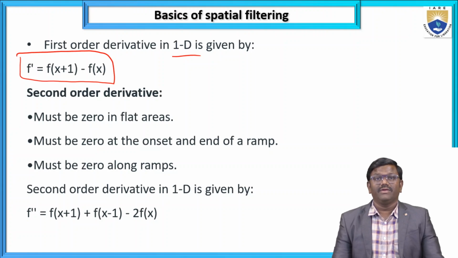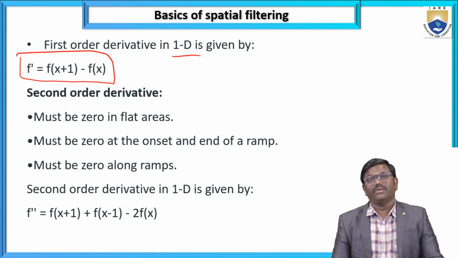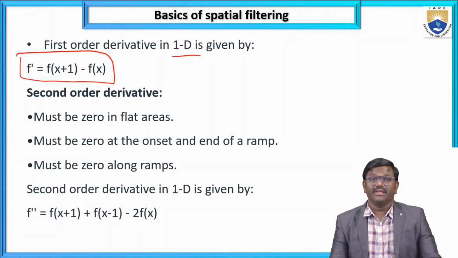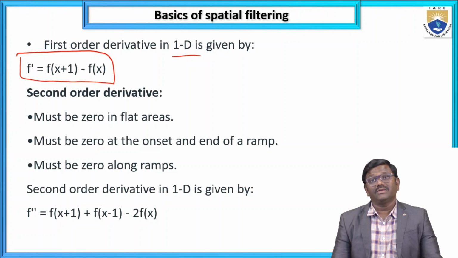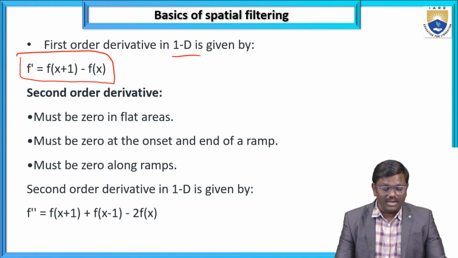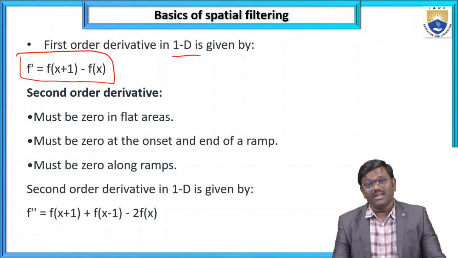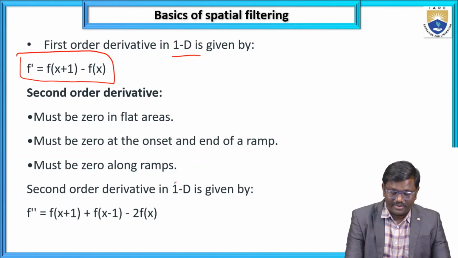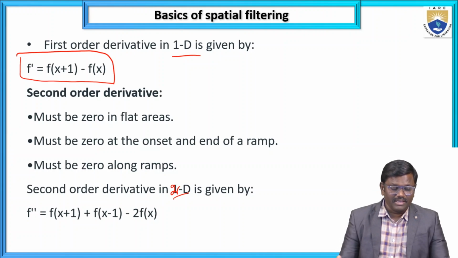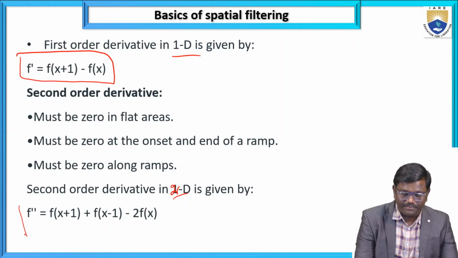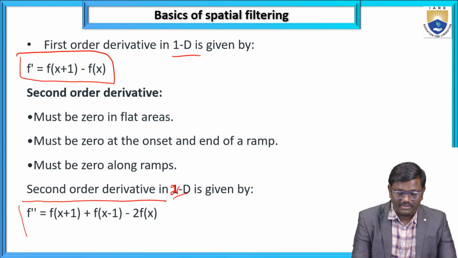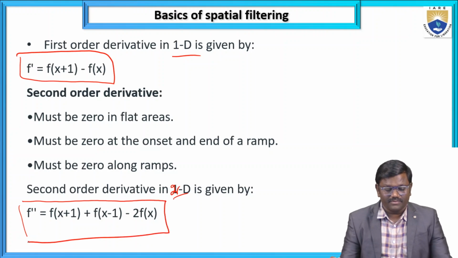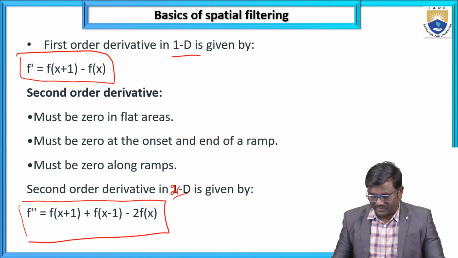Whereas the second order derivative must be 0 in flat areas, must be non-zero at the onset and end of a ramp, and must be 0 along ramps. The second order derivative in 1D is given by f''(x) = f(x+1) + f(x-1) - 2f(x).